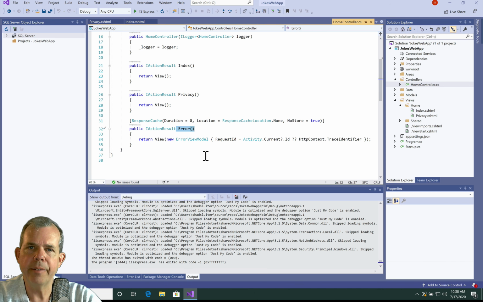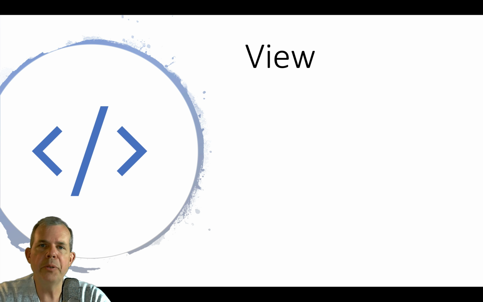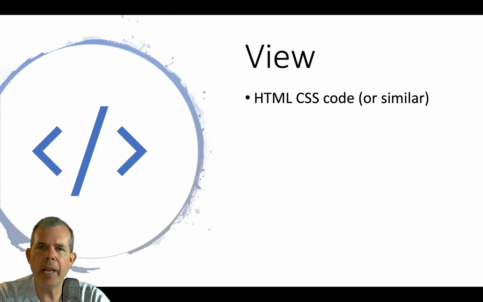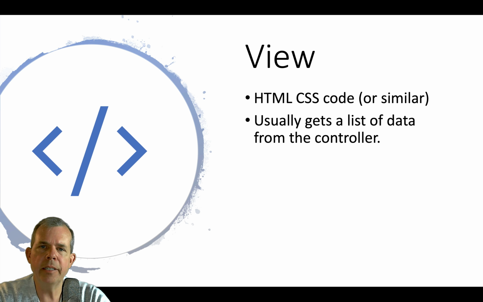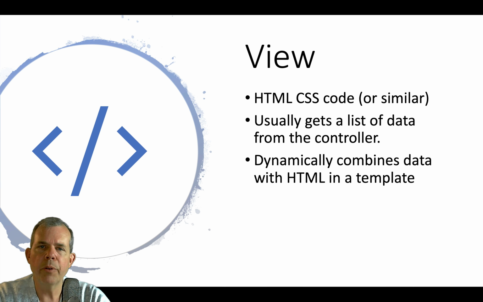Hi, in this section of the tutorial, we're going to create some views. Remember that a view is a piece of HTML code or something similar. It usually gets its information from a list of data from the controller. We're going to dynamically create this page using C# and the HTML language. That language we're going to call Razor.